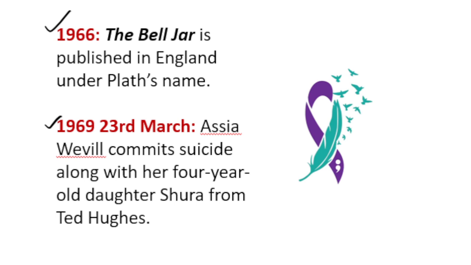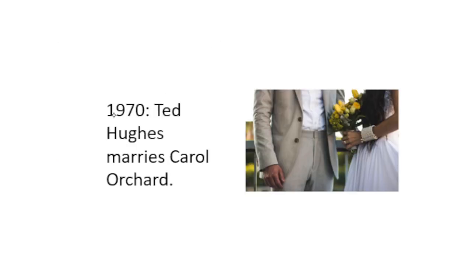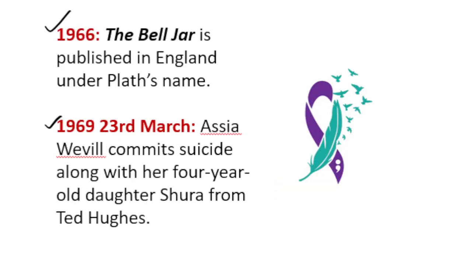Actually, Assia started living with Ted Hughes, but they were not married. Ted Hughes never married Assia, and this frustrated Assia. And Assia started using Plath's dresses, Plath's things. Actually, Assia started living Plath's life, and she also gets frustrated with her life. And it is more pathetic that she commits suicide along with her 4-year-old daughter Shura from Ted Hughes. Okay. 1970, Ted Hughes marries Carol Orchard. Ted was already dating Carol Orchard, who was very junior to him, when he was in a relationship with Assia Wevill.